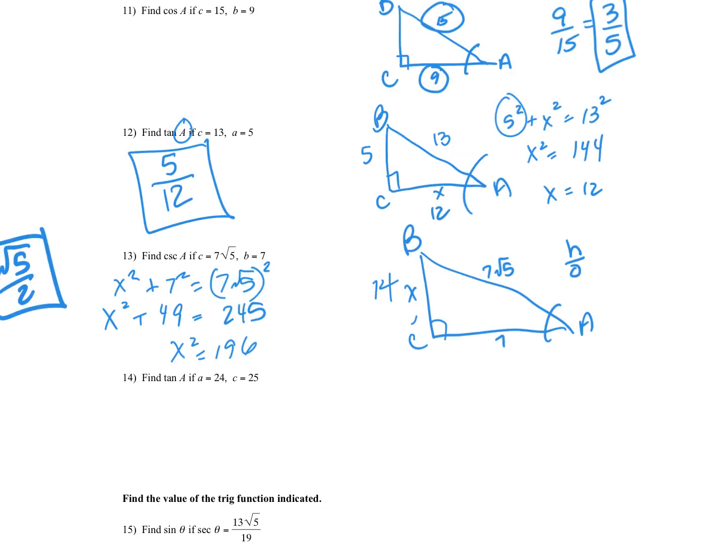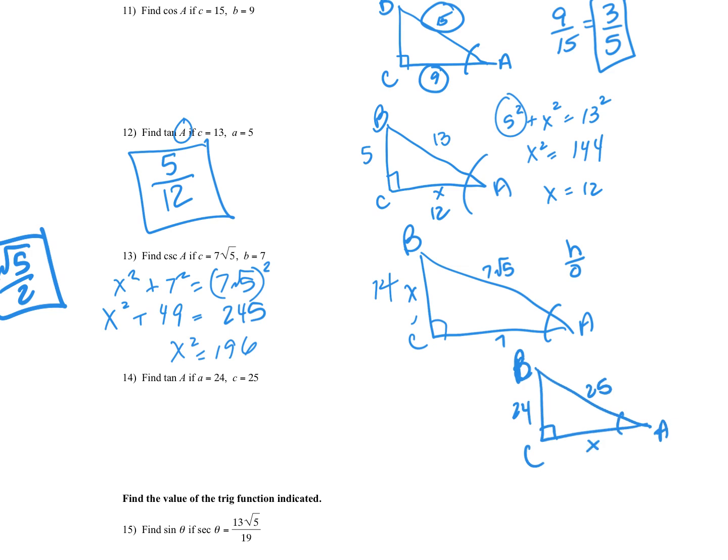Here's another one. They want the tangent. So we're going to draw the same tired little triangle. And little a is 24. This is B up here. Sorry about that. And little c is 25. And then they want us to find tangent, which is opposite over adjacent.